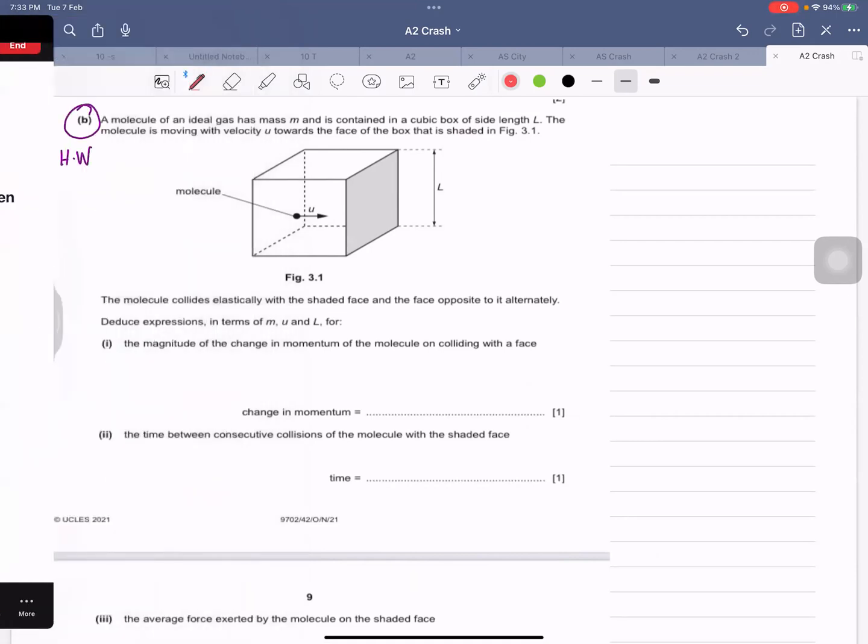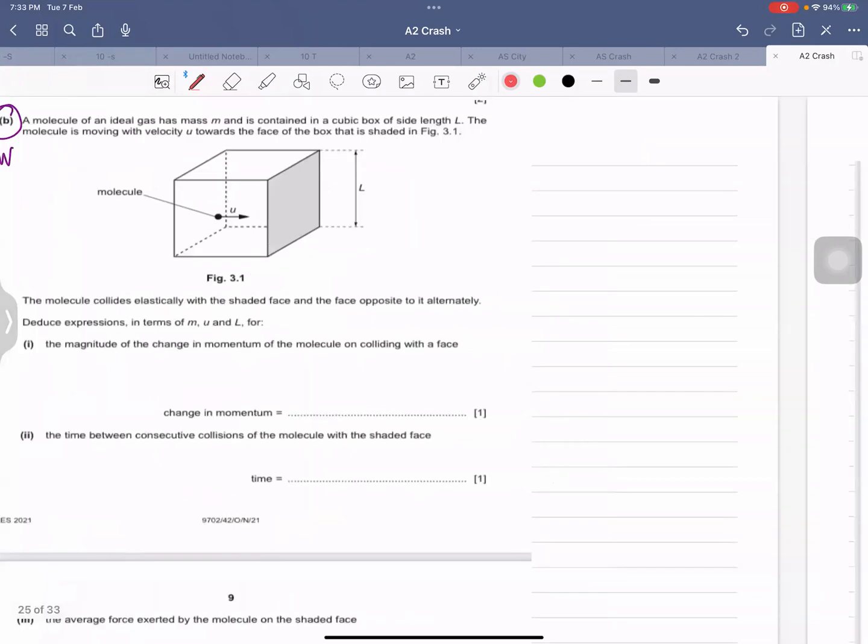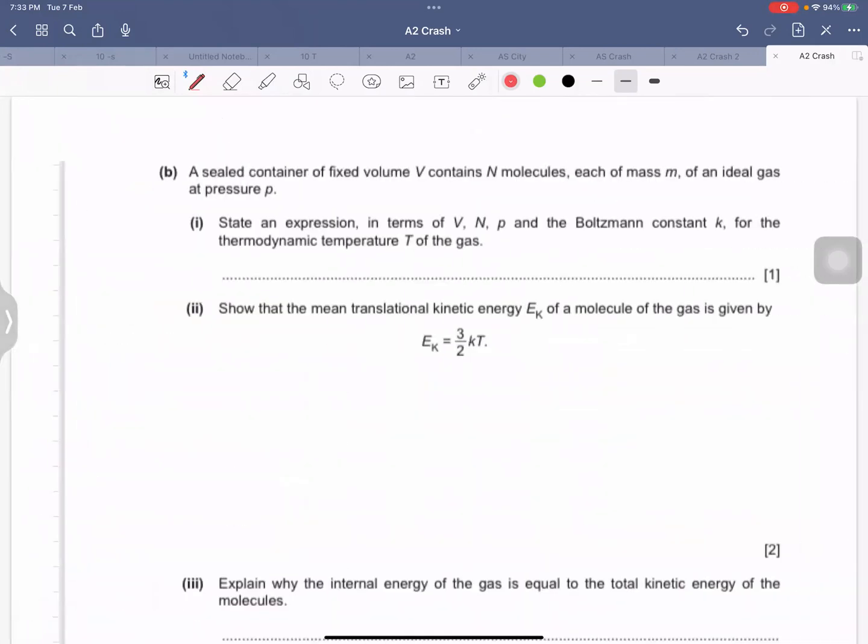Okay, this I said as homework because this was the same derivation as we did earlier. We're going to go forward. Now, this is a very important part, and this derivation is the most common derivation that's going to come in your exam. First of all, it says a sealed container of fixed volume V contains N molecules, each of mass m, of an ideal gas at pressure P. State an expression in terms of V and P and the Boltzmann constant k for the thermodynamic temperature T of the gas.